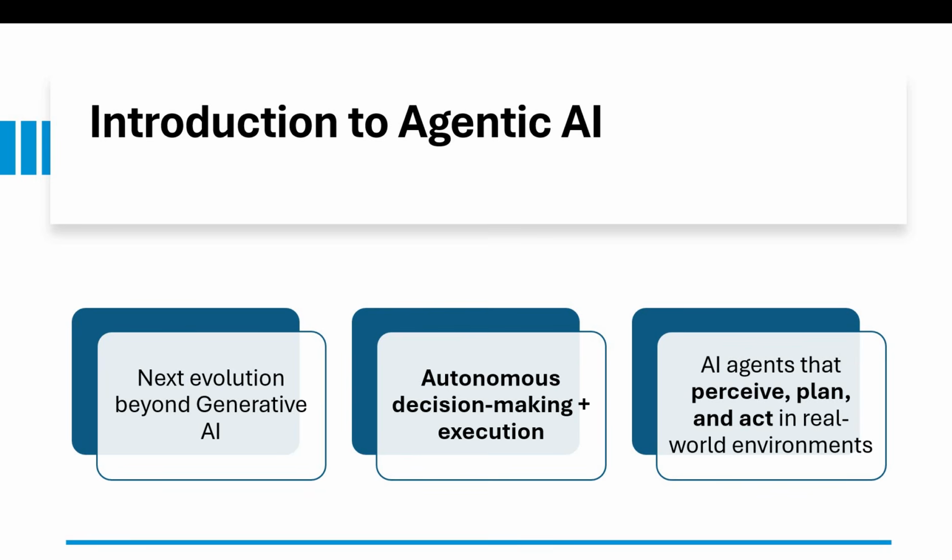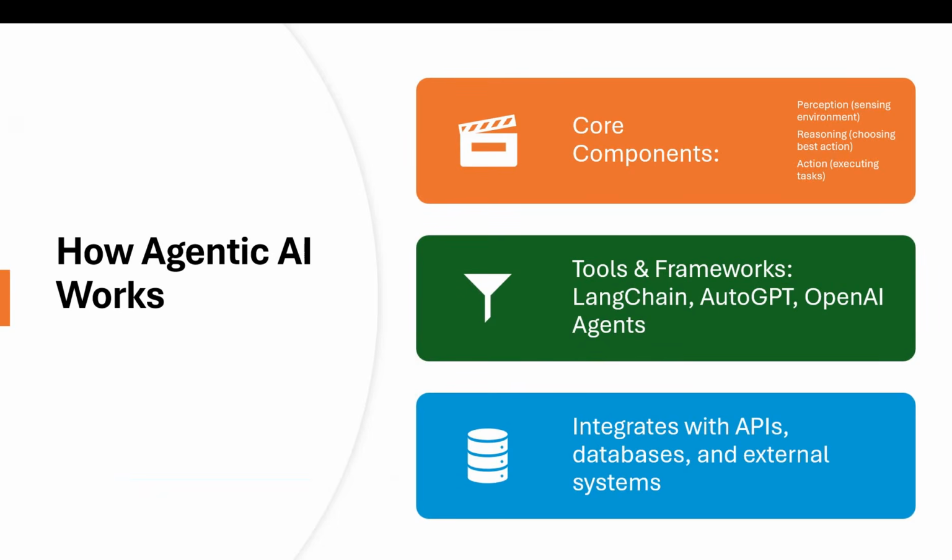So similarly, we are talking about those AI agents that will be doing autonomous decision making, and also the steps related to execution of those tasks. So AI agents have the capability of perceiving, planning, and acting in real world environments. So that is the basic overview of agentic AI.